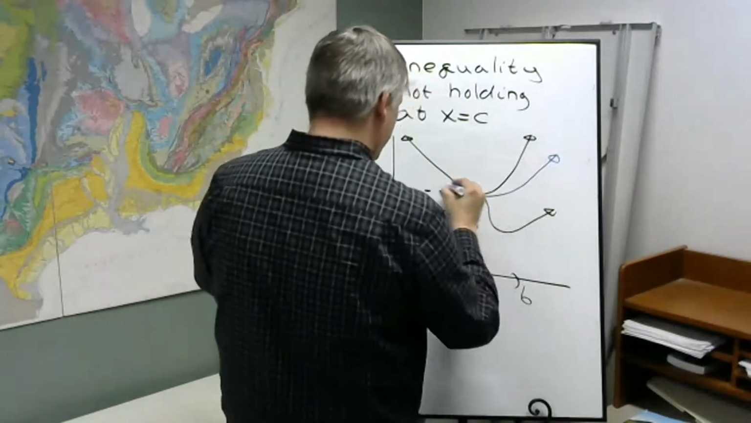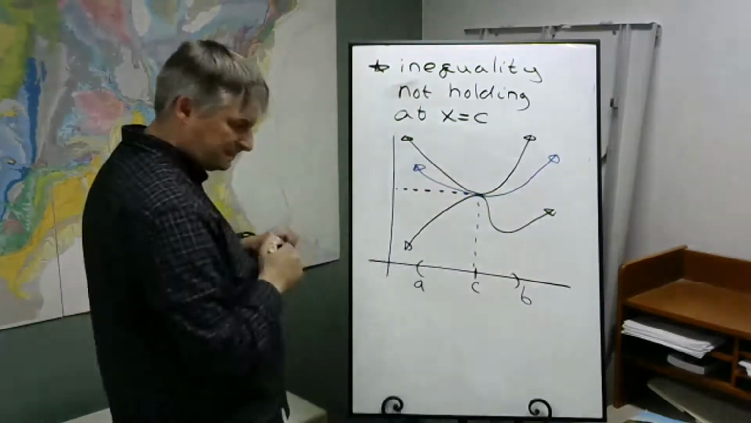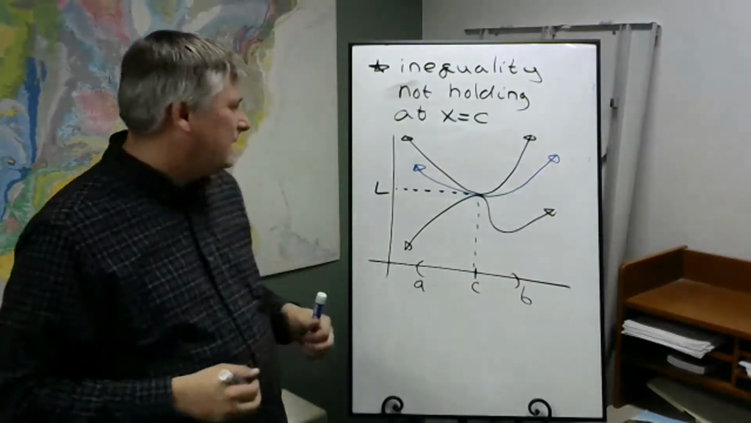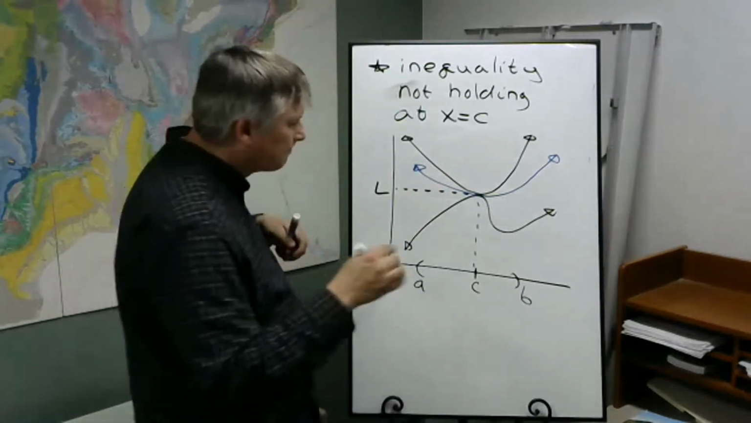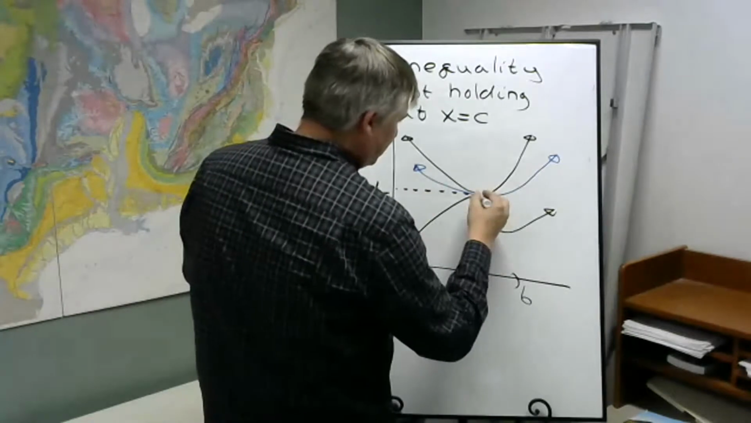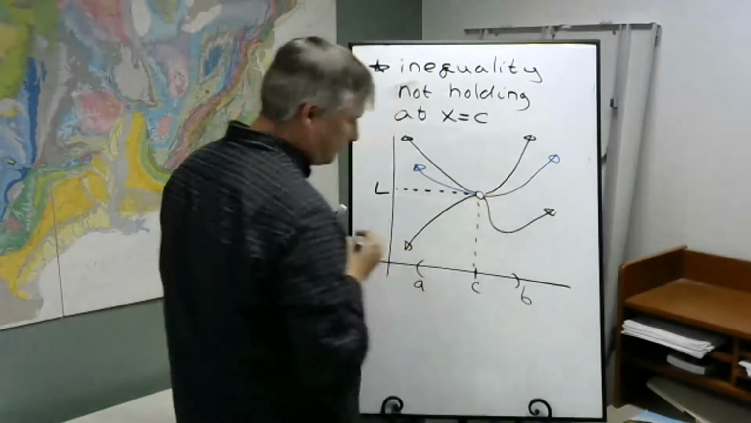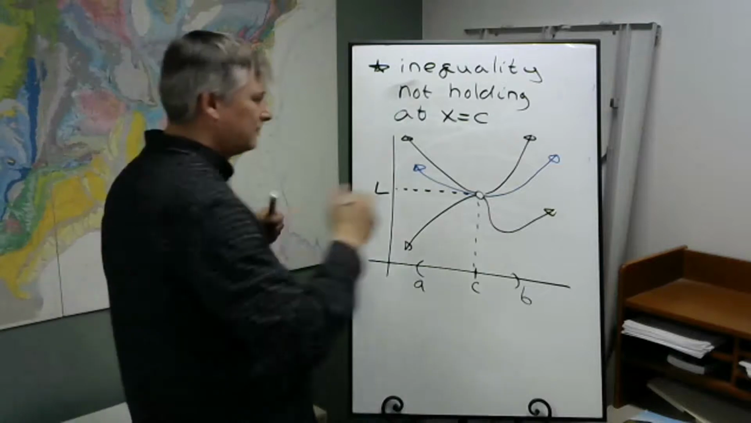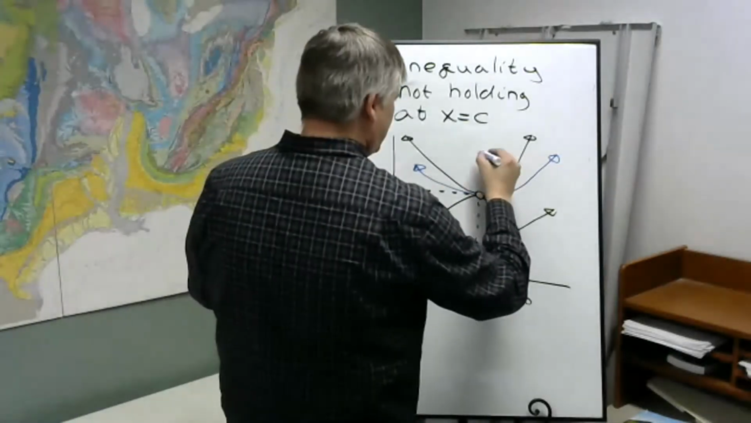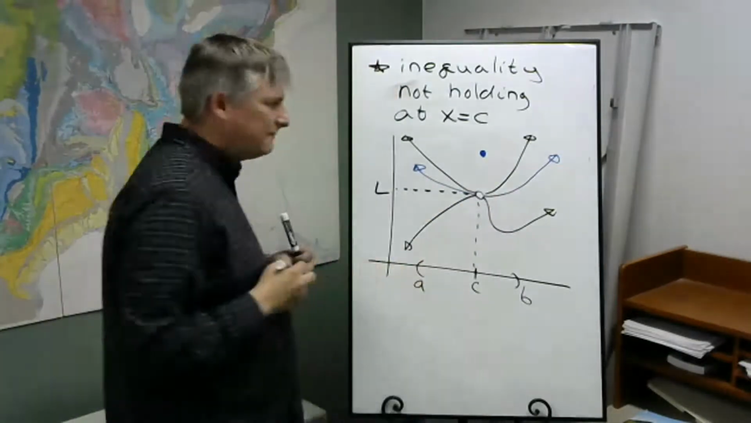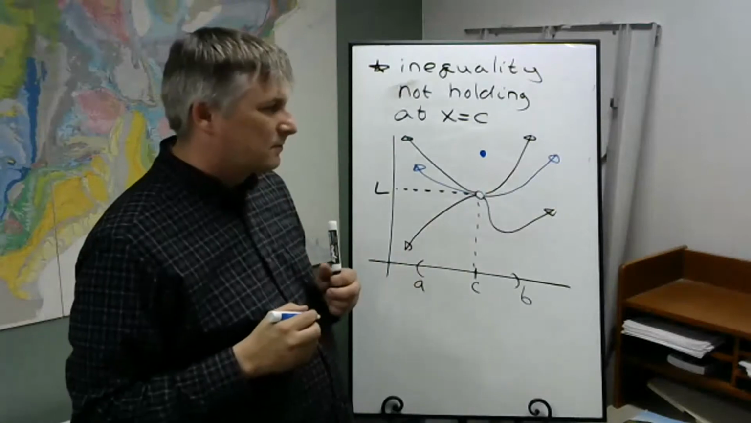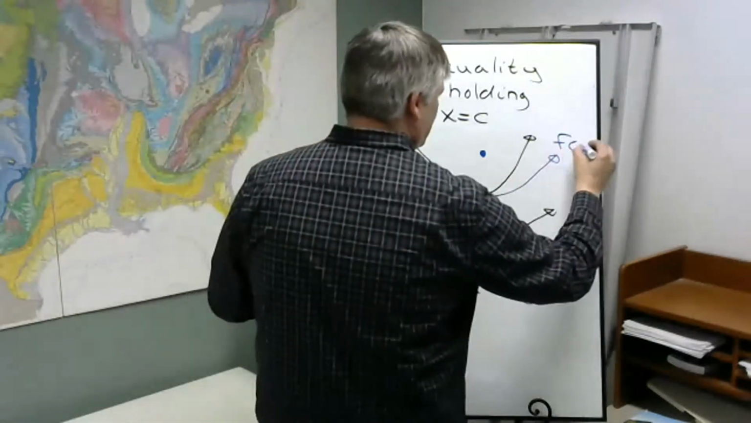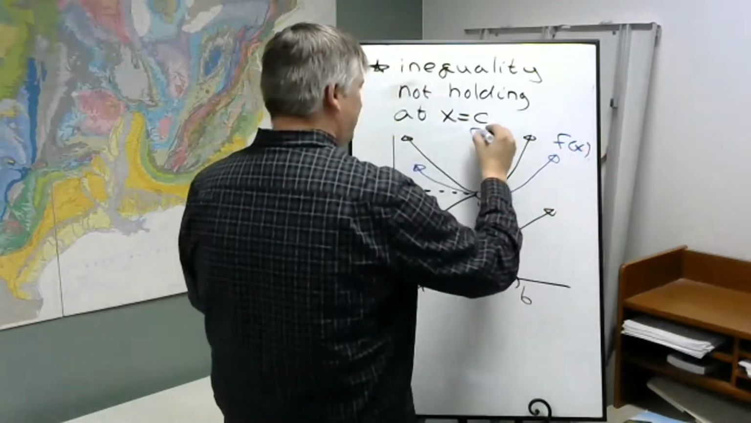So this is the picture we had before. So I'm going to change this picture. I'm going to put a hole here. And then what I'm going to do, I'm going to make f of x sort of a piecewise function. So this is f of x, and this is f of c.